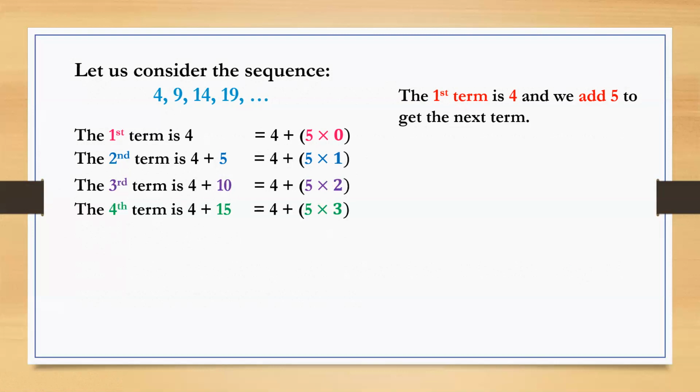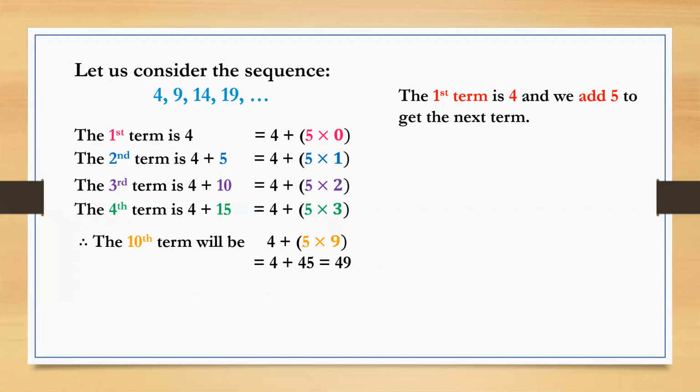Have you observed anything from these numbers? Yes, 4 is being repeated, 5 is being repeated, and then we multiply by one number less than the term. For example, for the third term, we multiply by 2. For the fourth term, we multiply by 3. Now, suppose I ask you to find the 10th term. It will be 4 plus 5 times 9. Why 9? Because we take one less than the term. So the 10th term, T10, I'll take one less. It is 9. And the answer will be 4 plus 45, which is 49.